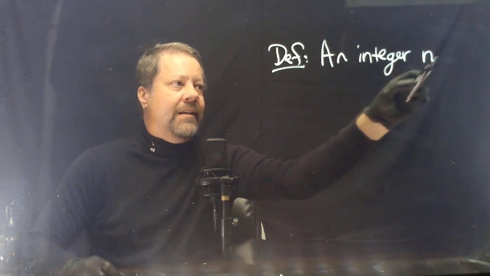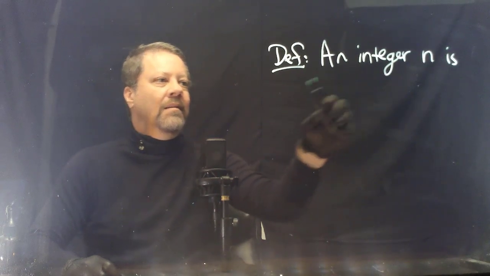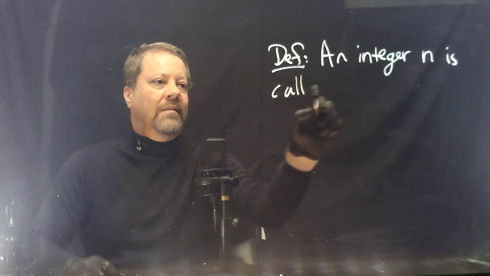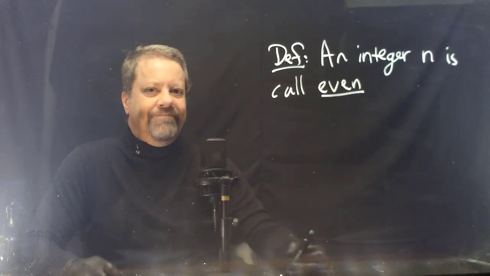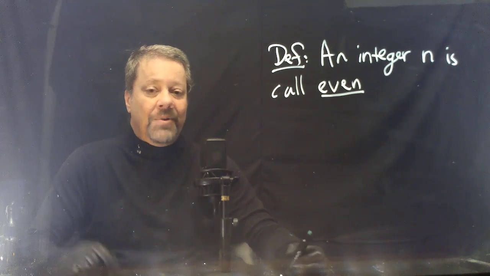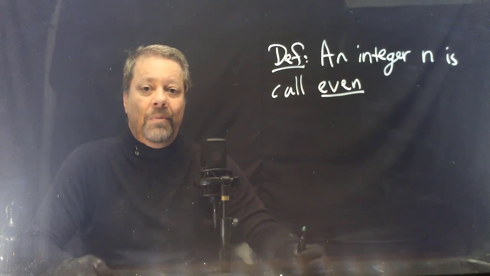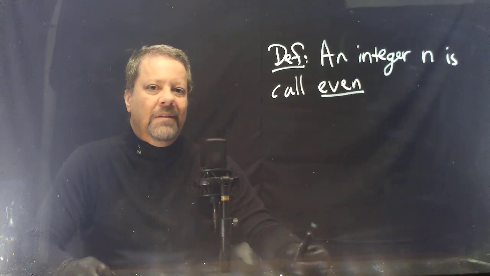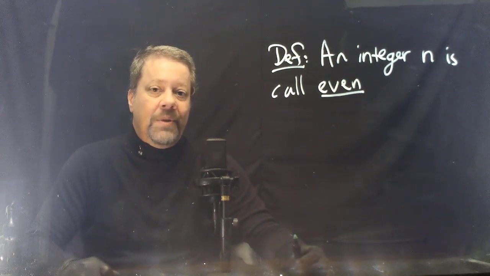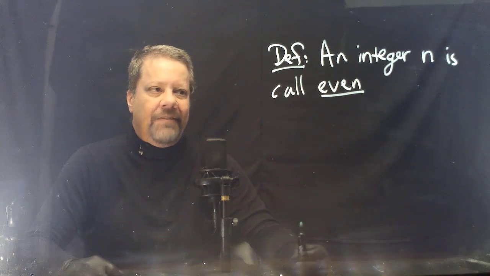An integer n is called even. What is an even number? Well, even numbers are those that are multiples of 2. So 6 is even because it's expressible as 3 times 2. 22 is even because it's 2 times 11.